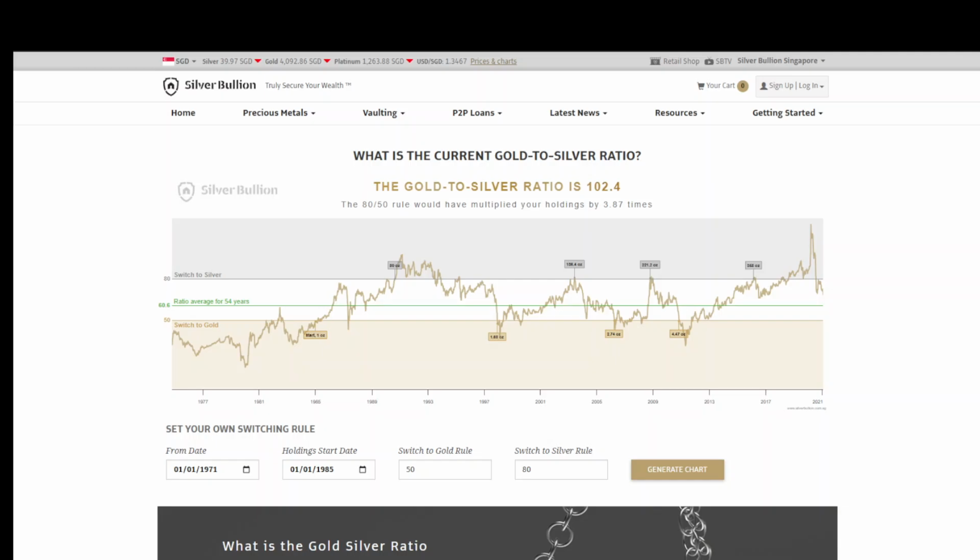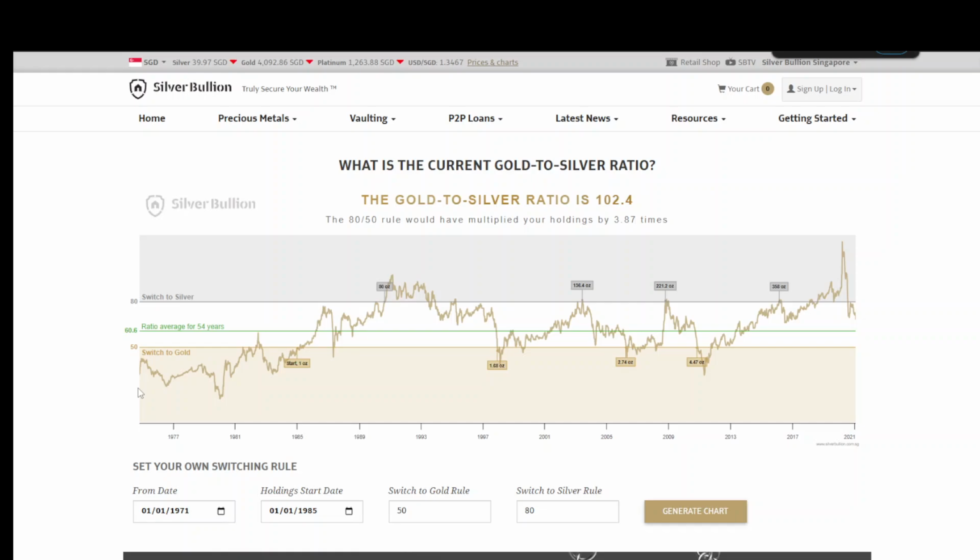In today's video, we are going to talk about the gold-silver ratio. This is a very crucial ratio that is important when it comes to analyzing gold and silver prices.